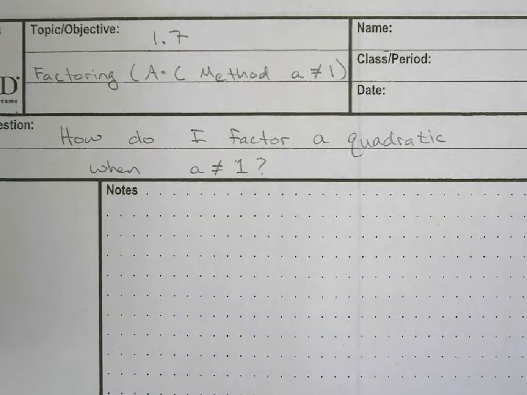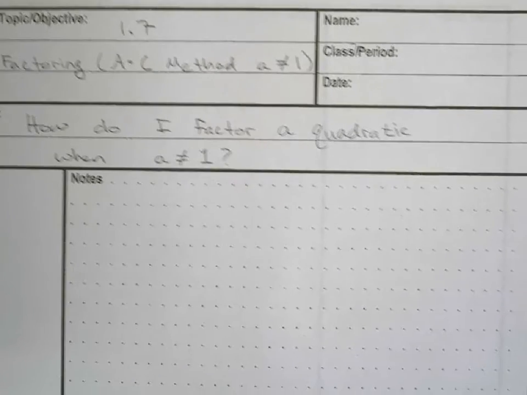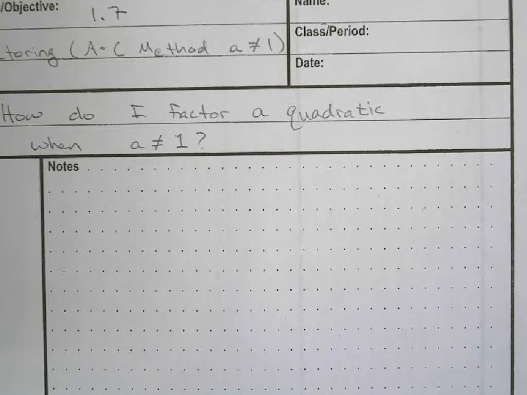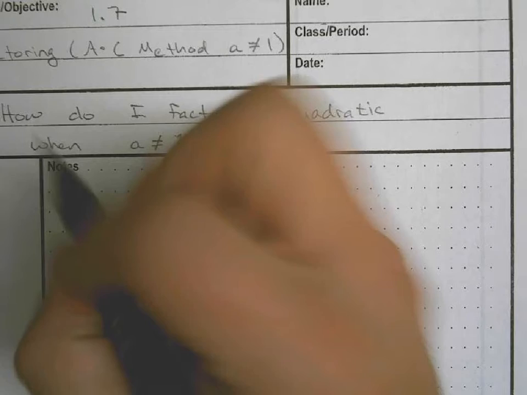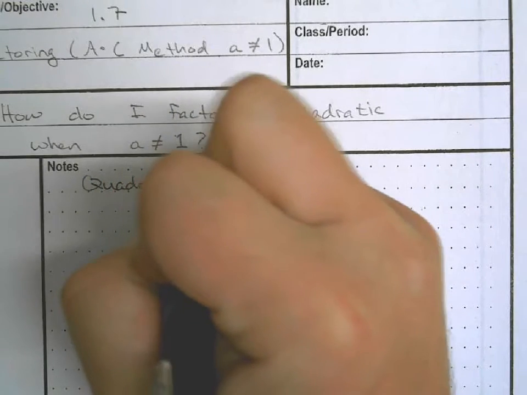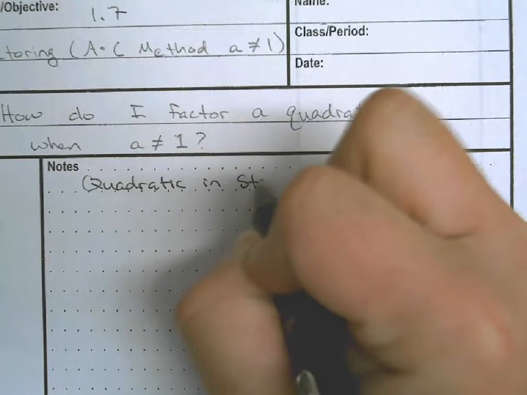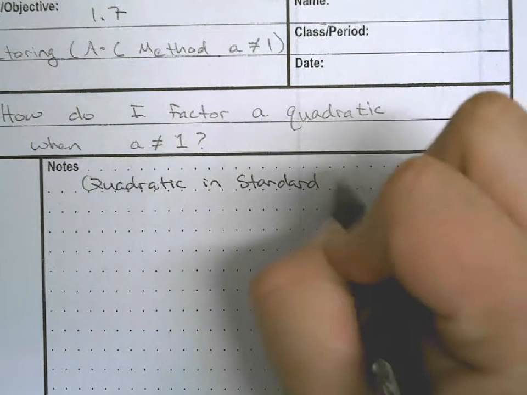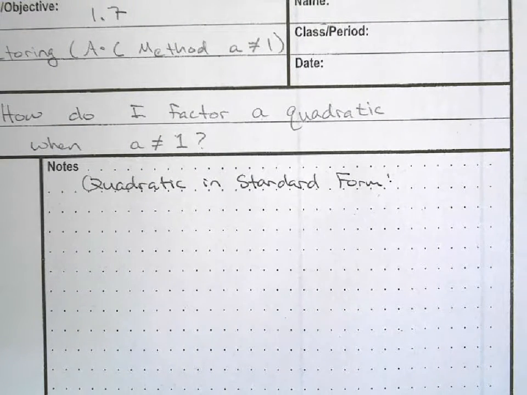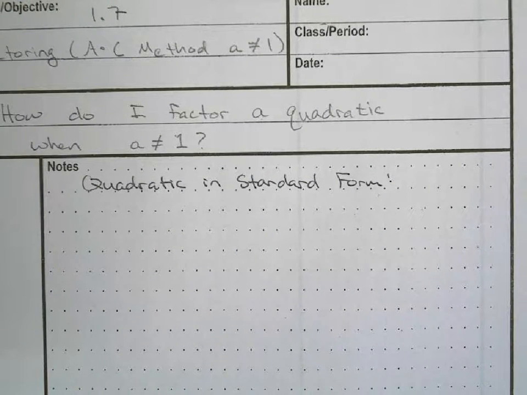Now, the first question that comes to mind is, where is this letter A and this letter C even coming from? So the first thing we'll need to look at is our quadratic in standard form. If I have a quadratic in standard form, it'll be something like this.